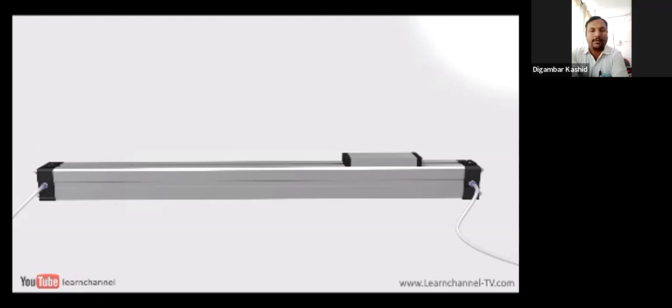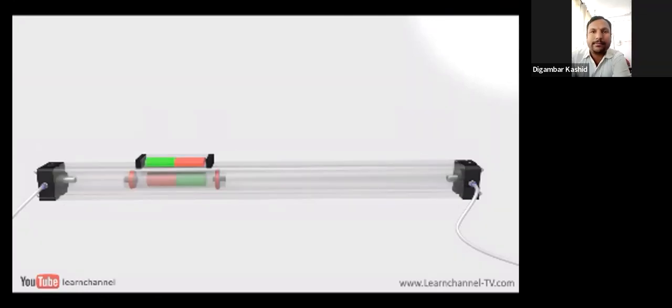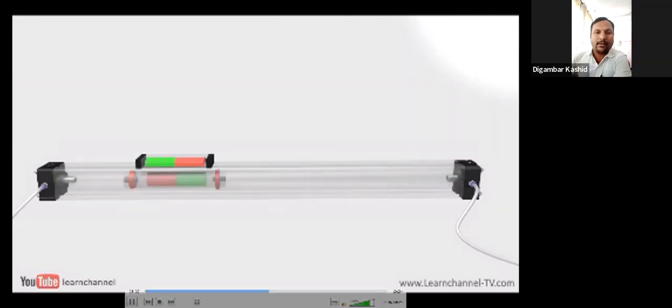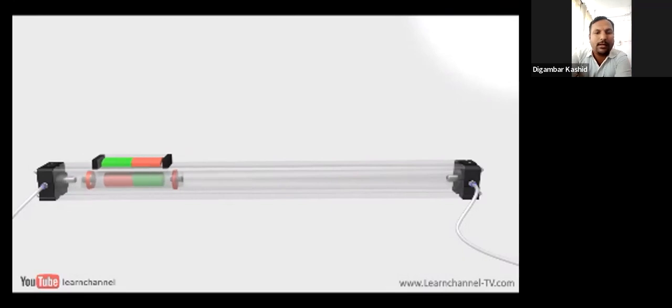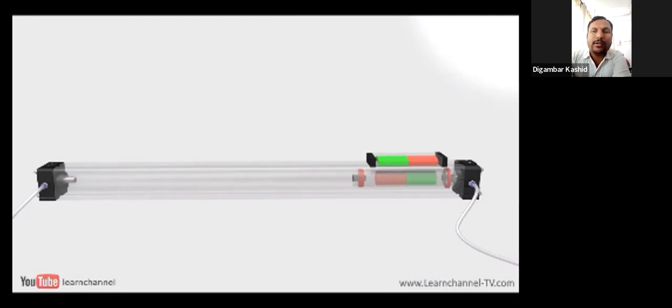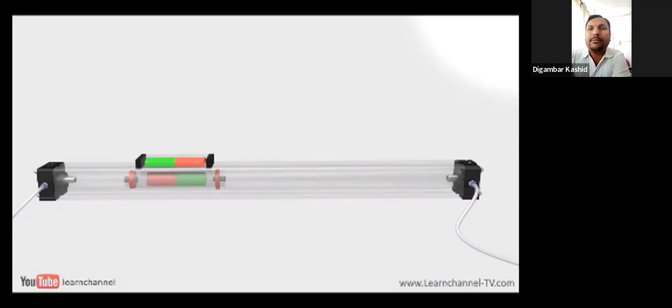One principle is the magnetic coupling. Here, the piston and slide are connected together by using permanent magnets. One magnet integrated within the slide, the other one within the piston.